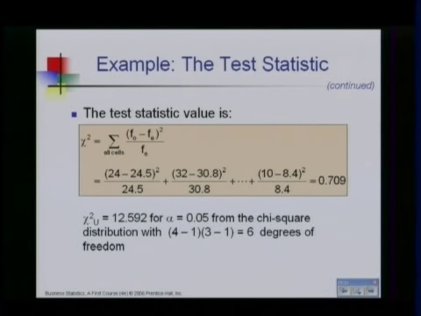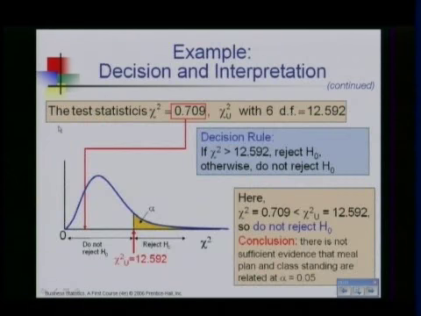Well, it doesn't look very close. We only got 0.709, so I don't think my answer is even going to be sensitive to alpha. It doesn't look very close to 12.5 to me. So here's our decision then. Calculated value, 0.709. Critical value, 12.592. Fail to reject the null, 0% confidence. Does not look like there is any relationship between class standing and which meal plan someone is likely to select.